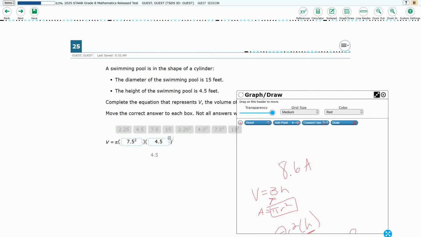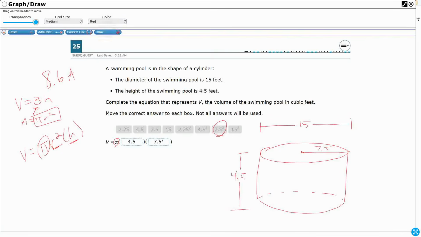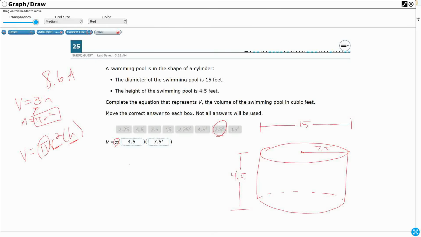Or the STAAR test will also accept if you flip those. You're going to get the same answer if you put the height first and the radius squared second. But that is a 2-point problem, one for each of those. And only 36% of our students were able to get both points. 40% got one. So they probably got stuck with that.